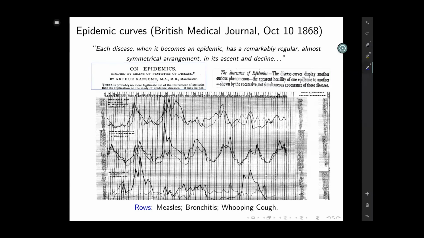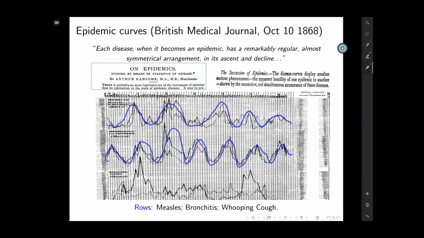And if you look at the first two, if it's not very clear, I can just quickly draw over this. Roughly, if I sort of interpolate over these things, this might be the curve for measles. And then I have a rough one for bronchitis. He makes the statement here saying the disease curves display another curious phenomenon. There's apparent hostility of one epidemic to the other, meaning when one is peaking, the other one is not peaking, right? So he mainly refers to measles and bronchitis.